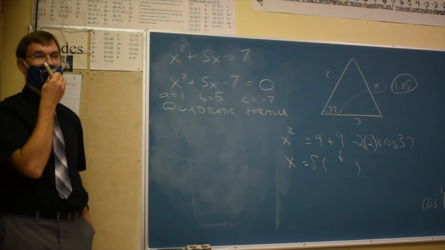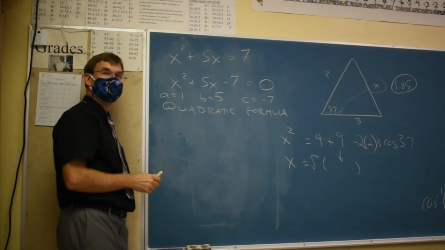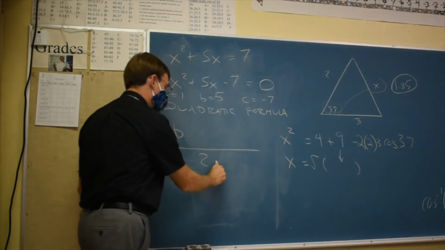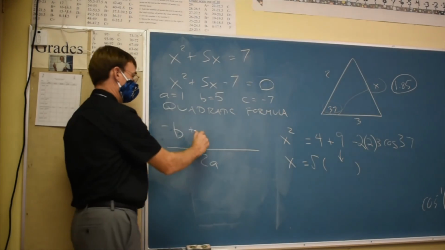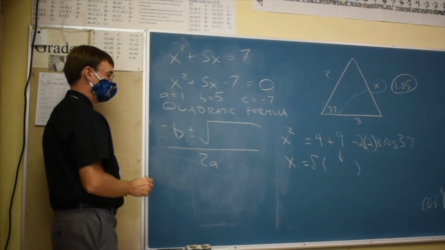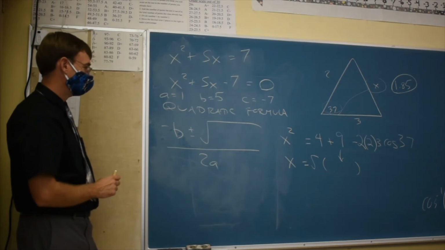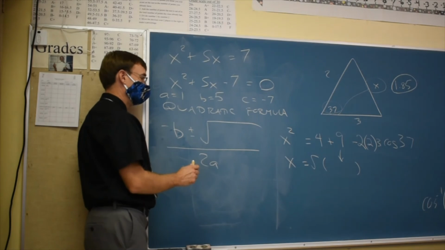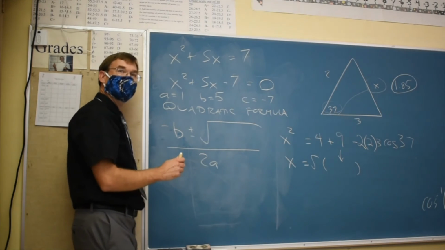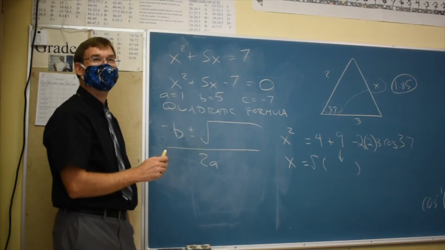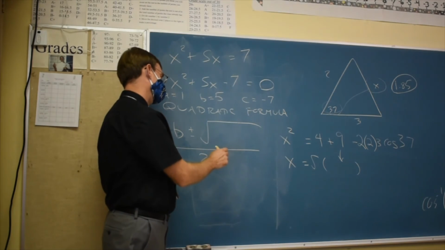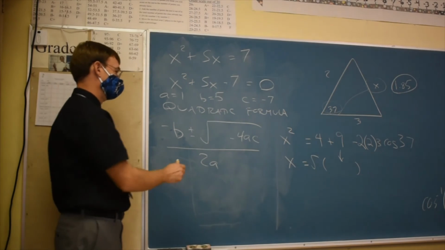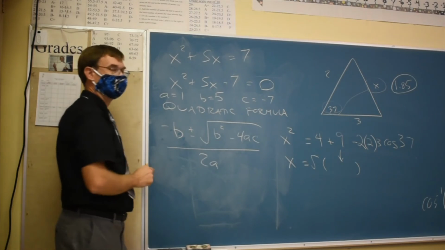But then what's the formula look like? It's like a negative B, plus or minus the root of B squared minus 4AC, all over 2A. Good job. Close enough.